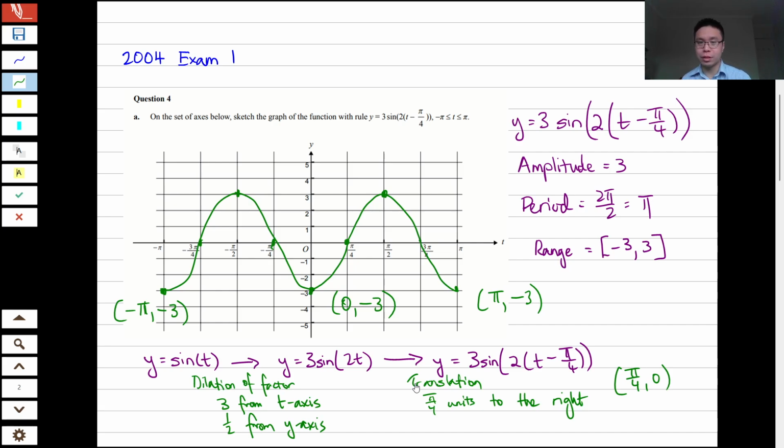Okay, so very doable. The key point was to recognize the period was pi, and we had a translation of pi on 4 units in the positive direction of the t-axis. Right. That's one example down. I've got 3 left, so I'll try to keep this video short so it's not too onerous on you.